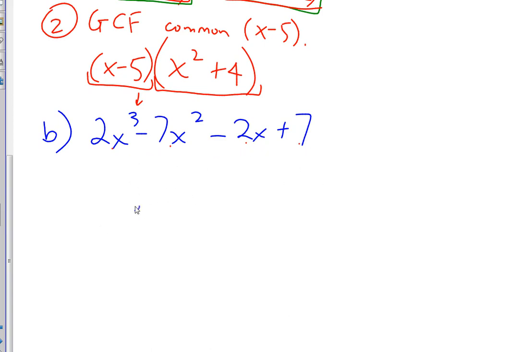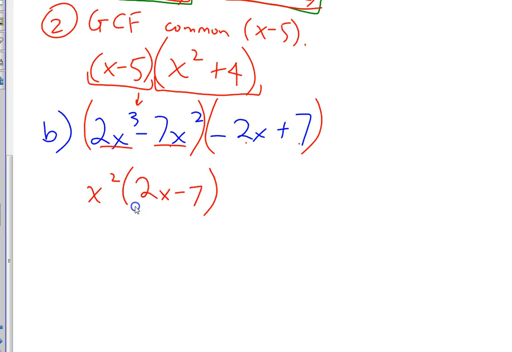So let's do this. To factor this by grouping, I group the first 2 terms together, the last 2 terms together, and I take out my GCF. What do these 2 terms have in common? Well, they have an x squared. Now, if I take out an x squared, I'd be left with 2x minus 7 in the first parentheses. Now, in the second parentheses, I first have to factor out a negative. What do 2 and 7 have in common? Well, the only number they have in common is a 1, so I have to take out a -1.